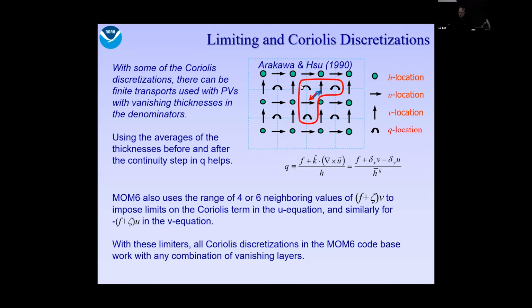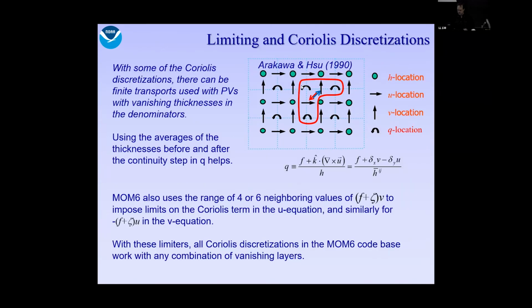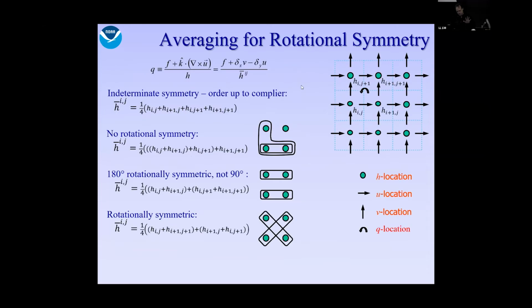And with these limiters, all of the Coriolis discretizations in the MOM6 code base work with any combination of vanishing layers, including, for instance, even in this limit where in the bottom left with Arakawa and Lamb, where because it has such a big stencil, you're very likely to have, say, some corner point that's effectively over land or has vanished into the topography. And it's very likely that you will be having to deal with essentially infinite potential vorticities. And so basically we avoid that.